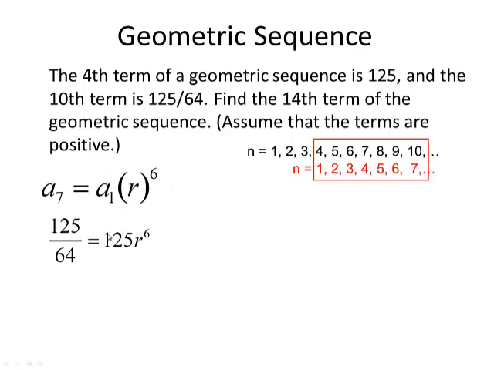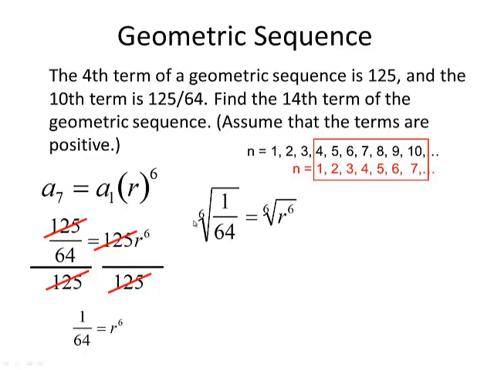So that's going to be 125. That's my A4, or I'm going to call that my first term, r to the 6th power. I'm going to divide both sides by 125, and I can cancel the 125s. And I get 1 over 64 is equal to r to the 6th power. Well, I'm going to take the 6th root of both sides, so I can cancel the exponent here. And I'm going to get plus or minus, because this is an even root, of 1/2. But it says assume that the terms are positive, so I'm only going to write the positive 1/2.